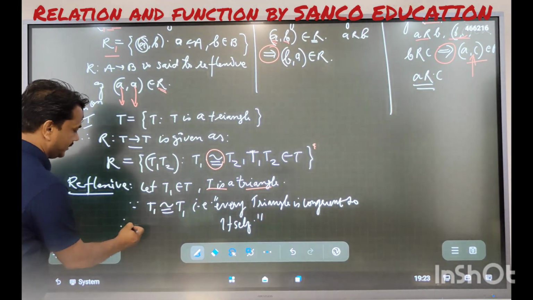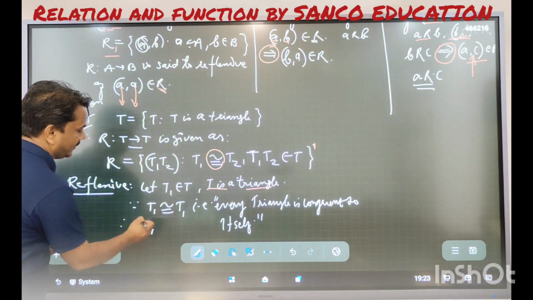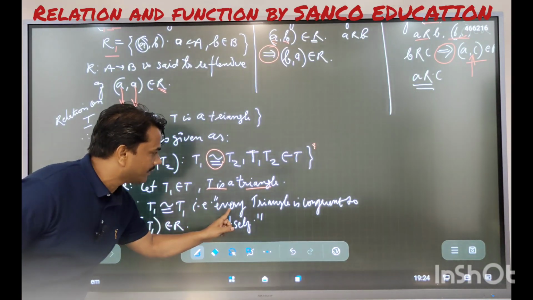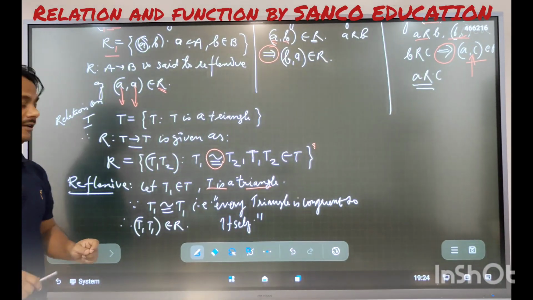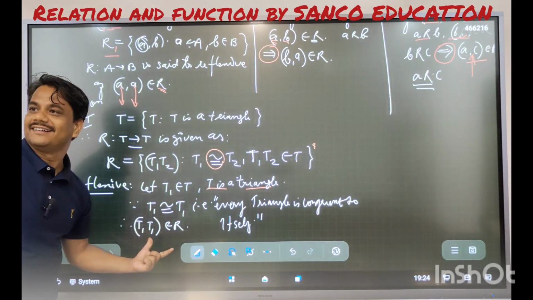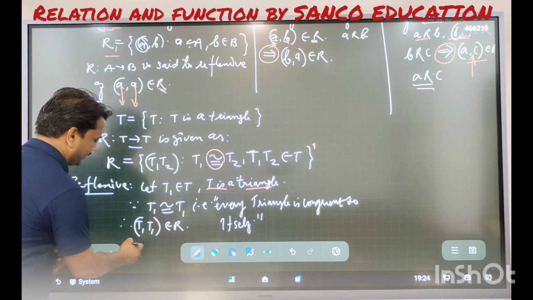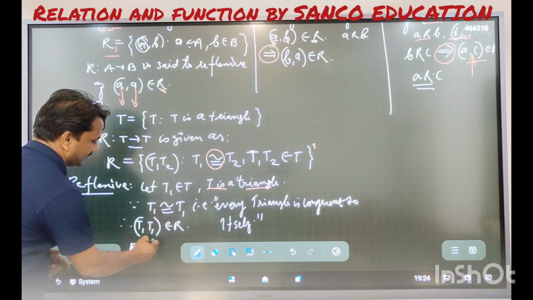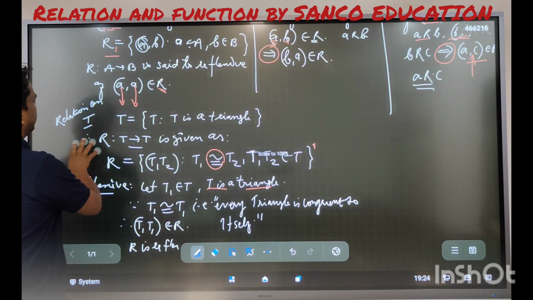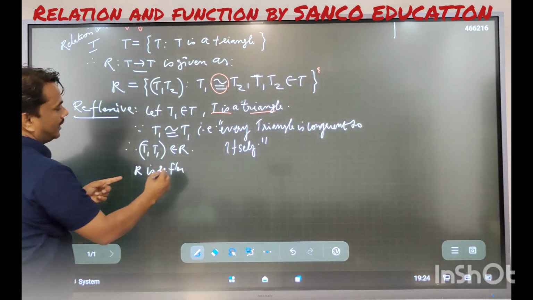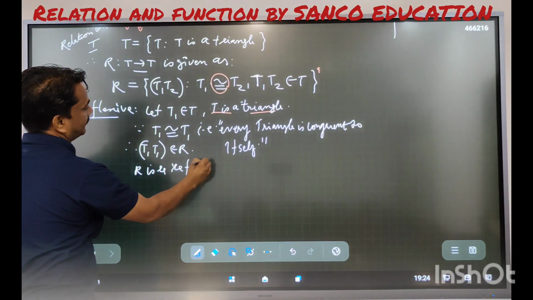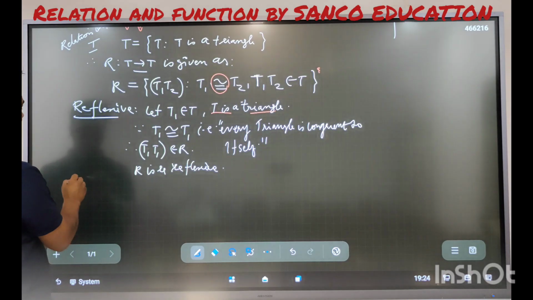Therefore, T1 and T1 belong to R. Here I have written in words that every triangle is congruent to itself, and here I have written it in symbols. Therefore, what you will write here? R is reflexive. Well, did you understand? That is how reflexivity is to be written: therefore R is reflexive. That is the first part of it. Now second, symmetric.